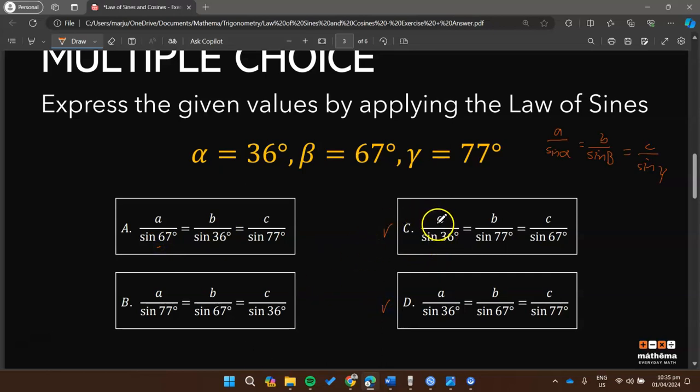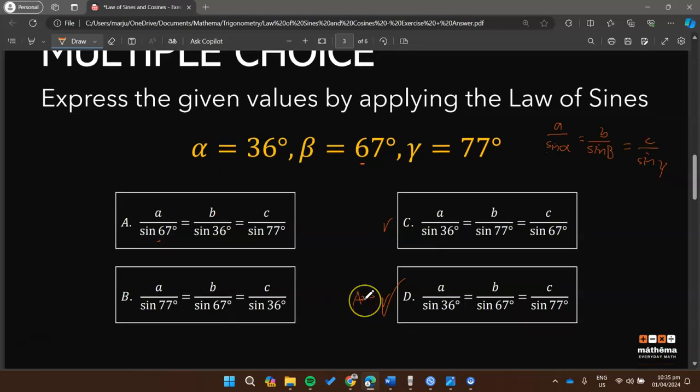So we have A over sine 36 degrees. But what about our next, B over 67 degrees? So this is this. So again, this is our answer.